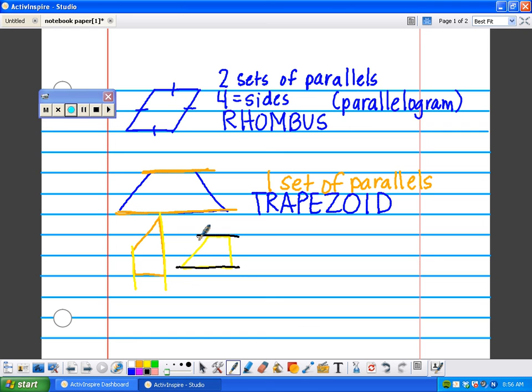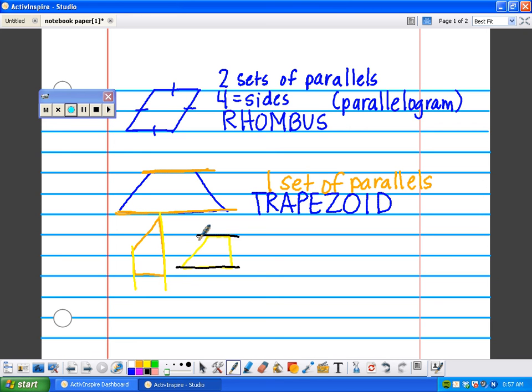Okay, let's look at our homework. You were going to do 8, 9, 10, 11, 12, 13, 14, 15. Okay, not very many problems. But look at the directions. It says in 8 through 15, write all the names you can use for each quadrilateral. So some of these are going to have more than one name, aren't they? Okay, look at the first one there.